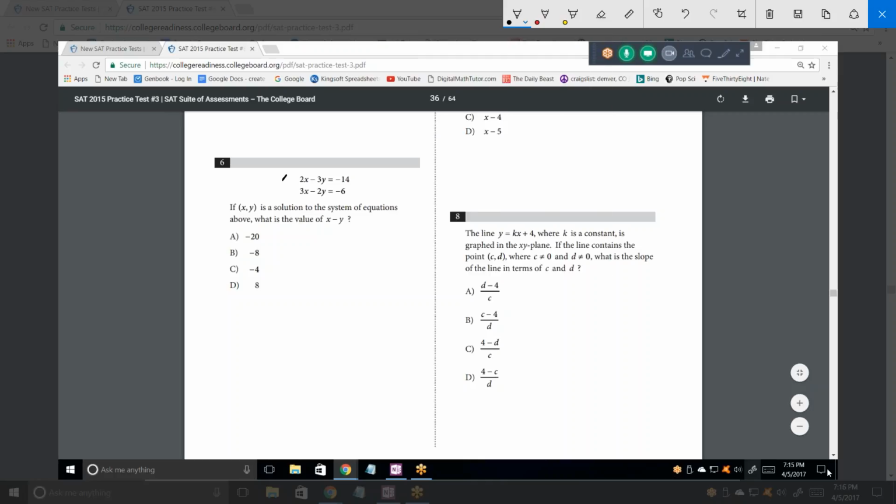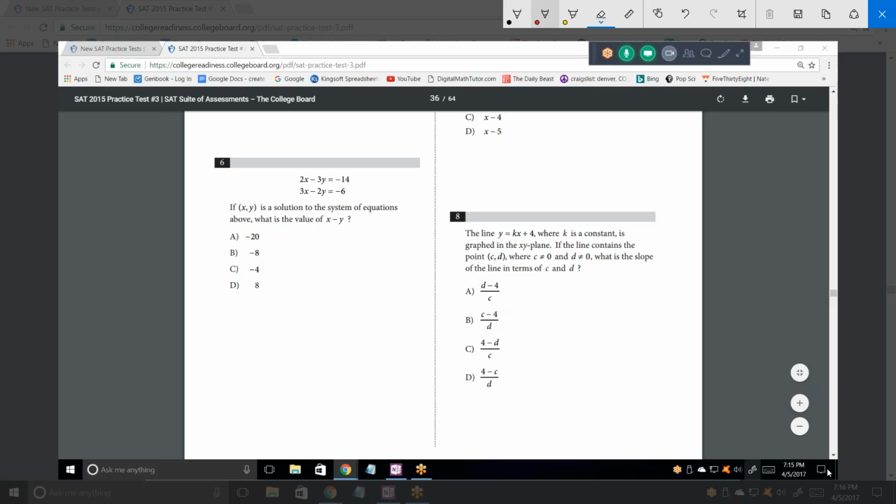I'm going to label that equation number 1, this equation number 2. What did you get if you subtract 1 from 2? You get x minus, or is it x plus y? Yeah, x plus y. I was hoping you got x minus y. If I had x minus y and I subtract 14 from negative 6, I'd have my answer. I thought there might be a shortcut on this.